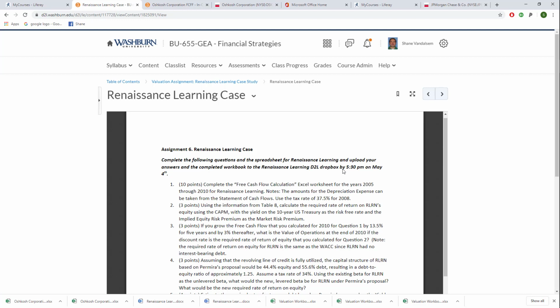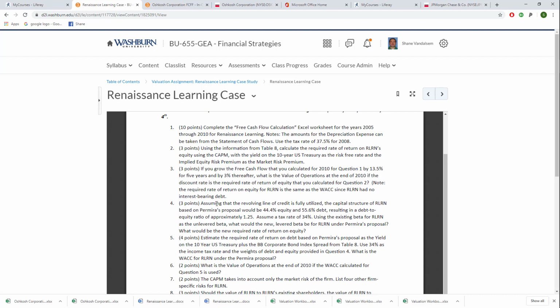So I have on the spreadsheet market risk premium. It's the same as the implied equity risk premium. That was taken from a website. I believe I've mentioned him in class before, Aswath Damodaran. His website is where that was taken from. And so you were given a growth rate of 13.5% for 5 years and then 3% thereafter. So just like what we did with Oshkosh, you'll calculate the value of operations.